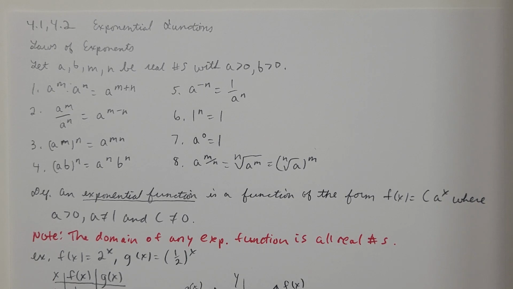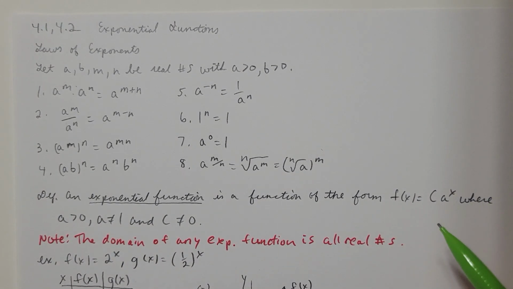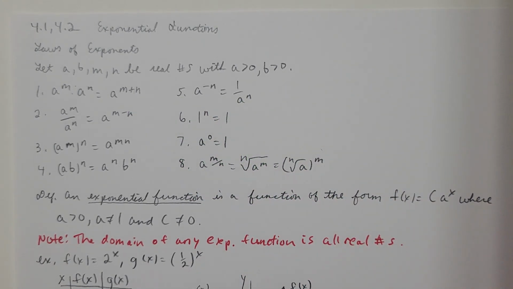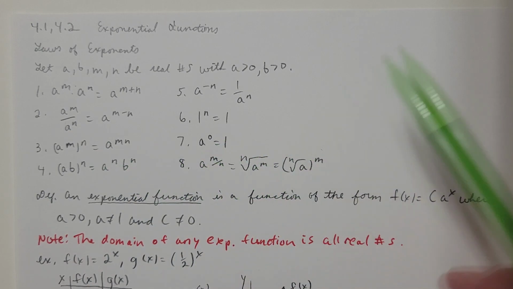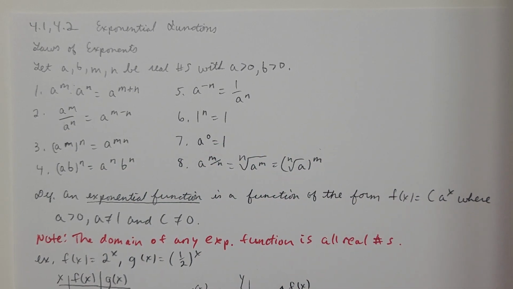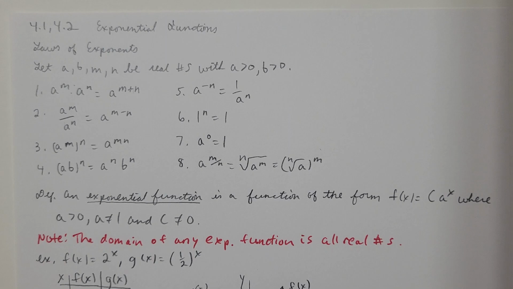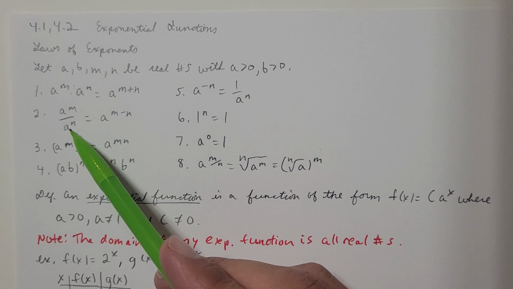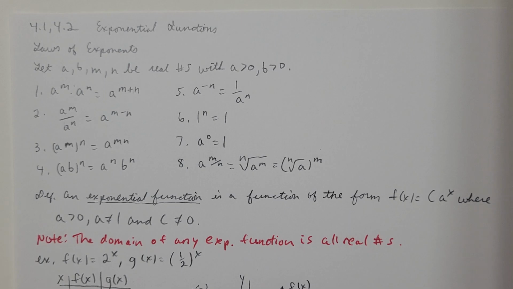So the first thing is I want to start with just a basic review of our laws of exponents. Let a, b, m, and n be real numbers with a and b greater than 0. There are eight laws that we should know. Law 1: a to the m times a to the n means I'm going to keep the base and add the powers, so that'd be a to the m plus n. a to the m divided by a to the n means I'm going to keep the base and subtract the powers, so I'd have a to the m minus n.